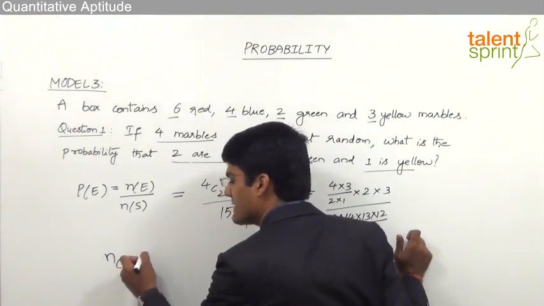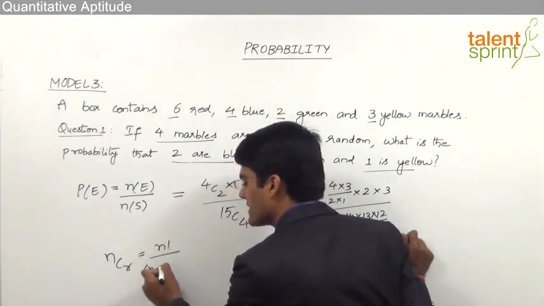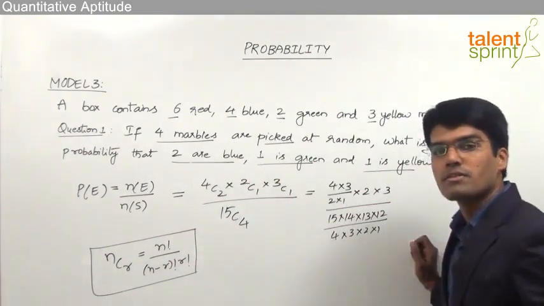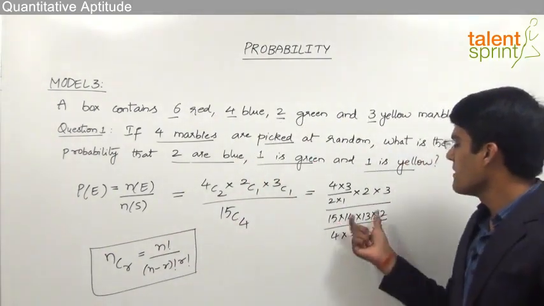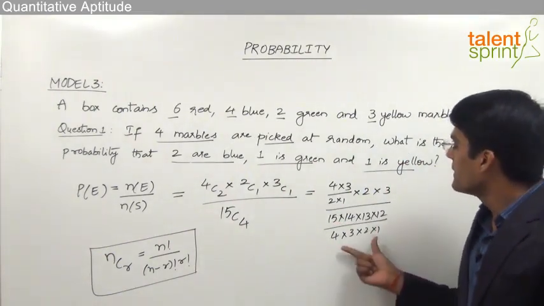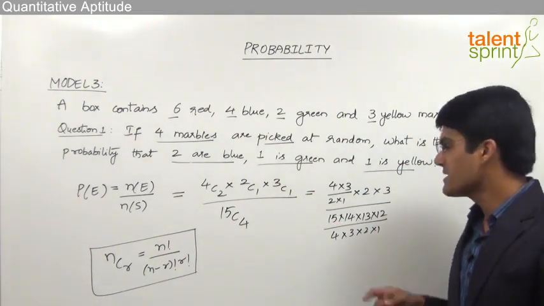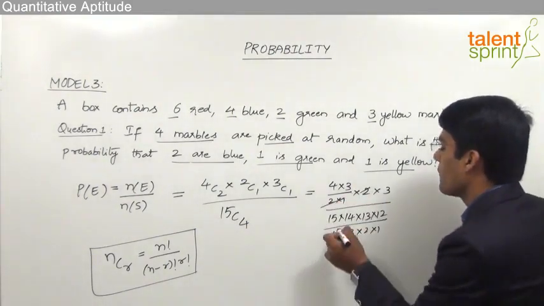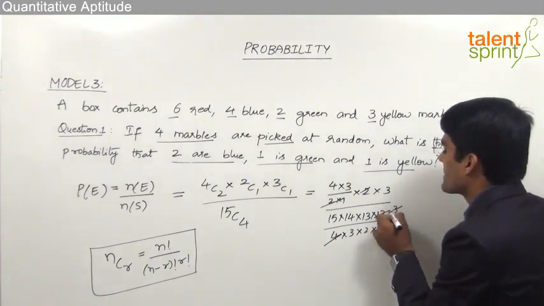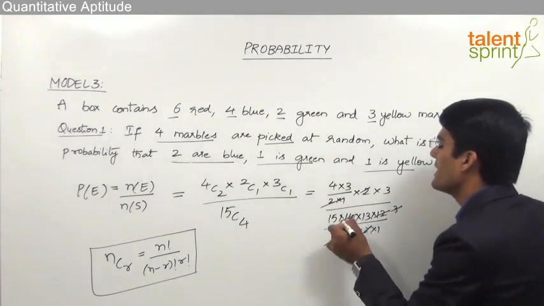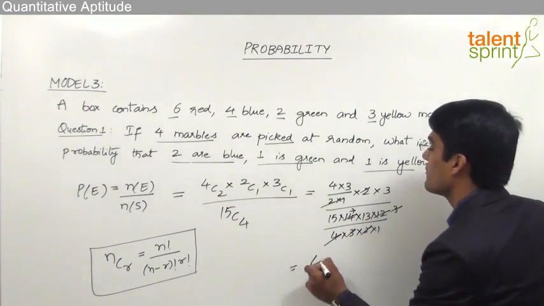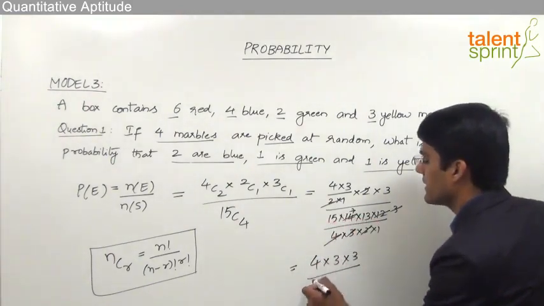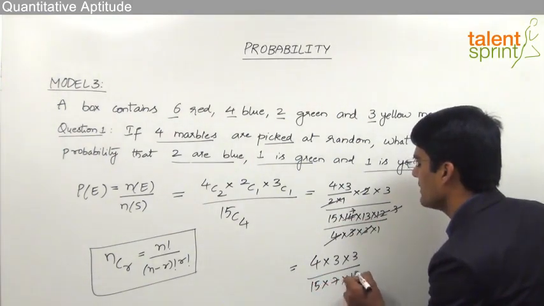We are taking this based on the concept of NCR. We know that NCR is equal to n factorial divided by n minus r factorial into r factorial. We had learned this in case of permutations and combinations. So going by that, we can say 15C4 is 15 into 14 into 13 into 12 divided by 4 into 3 into 2 into 1. Now by simplifying this, we can get the required answer. So 2 and 2 here get cancelled, 4 here goes 3 times, again 3 and 3 get cancelled and 2 can be taken 7 times. So the final answer is 4 into 3 into 3 divided by 15 into 7 into 13.